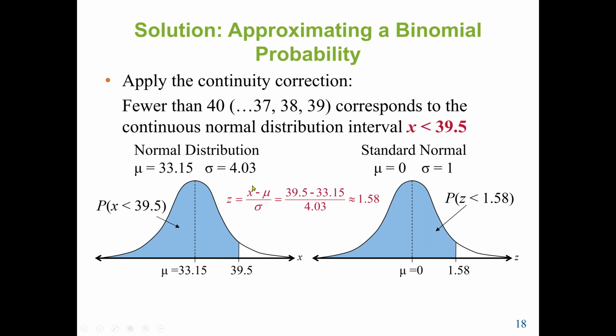We find the x was 39.5, so the z will be at that position, while the mu is 0, the center. So we go to the table, the standard normal table. We find the p-value under 1.58 to be 0.9429. Again, to the left, less than, so this will be our final solution.